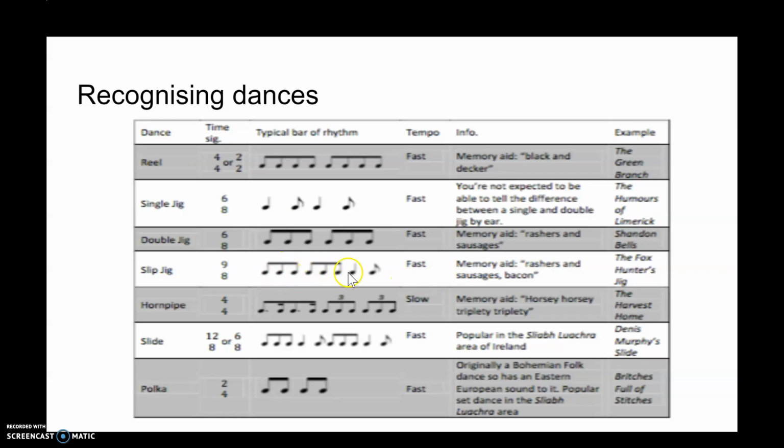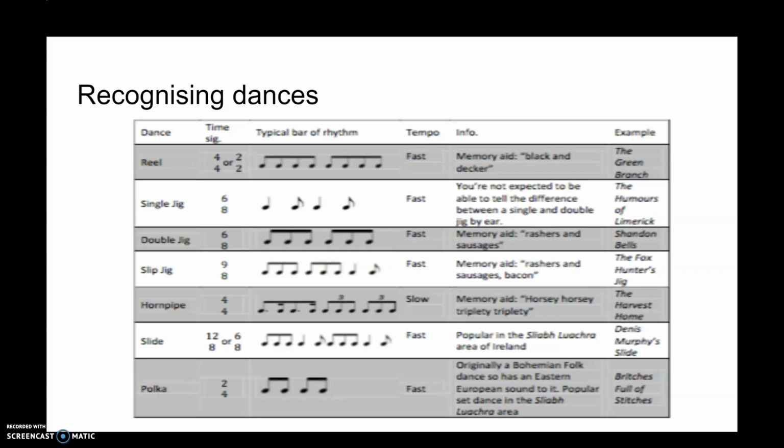I think it's more typical to have 9 quavers in a bar, and the memory aid they've given you here is "rashers and sausages bacon, rashers and sausages bacon." I don't know. The one I did was "rashers and sizzling sausages, rashers and sizzling sausages." So if you can say that along to the song, you're hearing a slip jig.